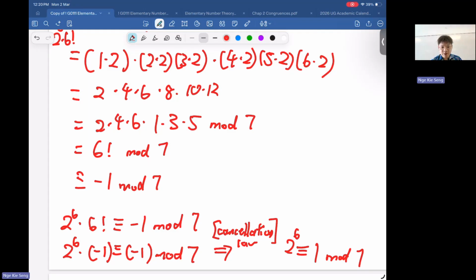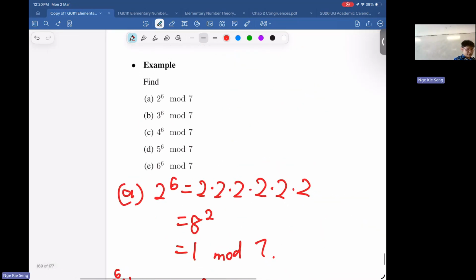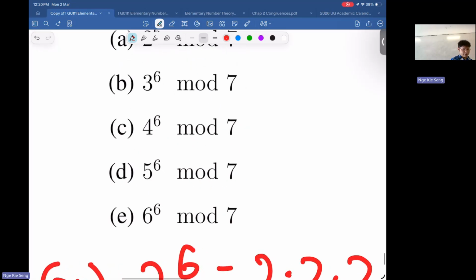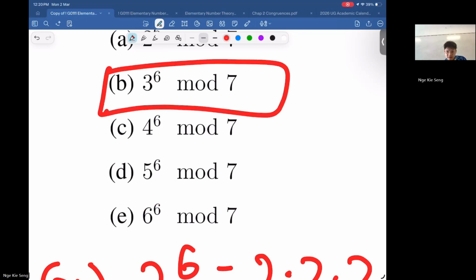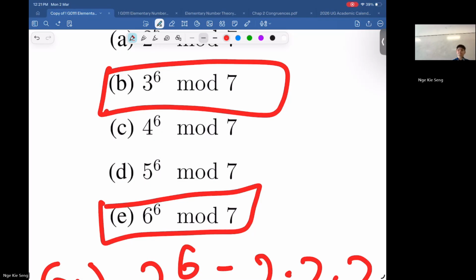Okay. So do you want to try another question? How about I let you try another question using this strategy here? Let's try 2 of these. Let's try B and then E. I give you 4 minutes. See if you can use Wilson's theorem to help you.